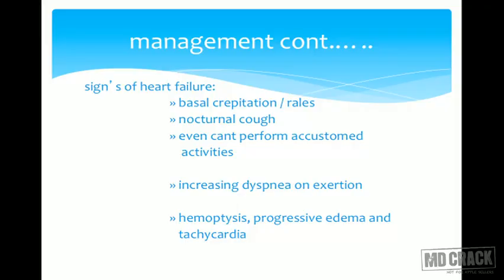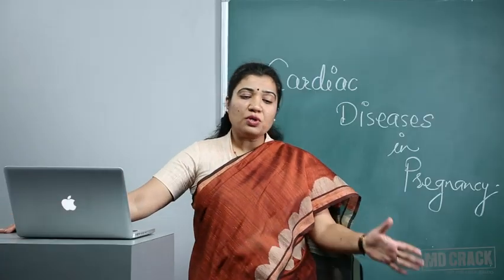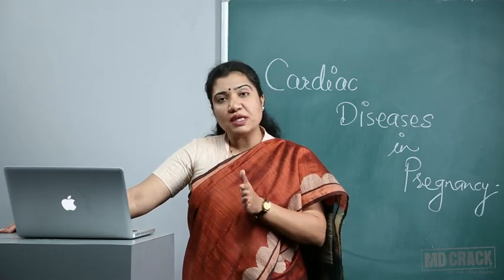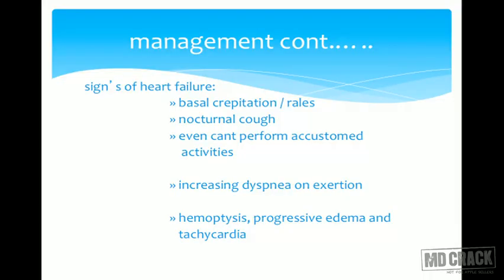Signs of heart failure: if there is presence of basal crepitations or rales, if there is nocturnal cough, even if they can't perform accustomed work, meaning the patient gives a clear-cut history that she used to work every day and these things she used to do comfortably, but now she is unable to do. So that means worsening of the symptoms. Increasing dyspnea on exertion, hemoptysis, progressive edema and/or tachycardia. These are all symptoms indicating that she is landing up in heart failure.